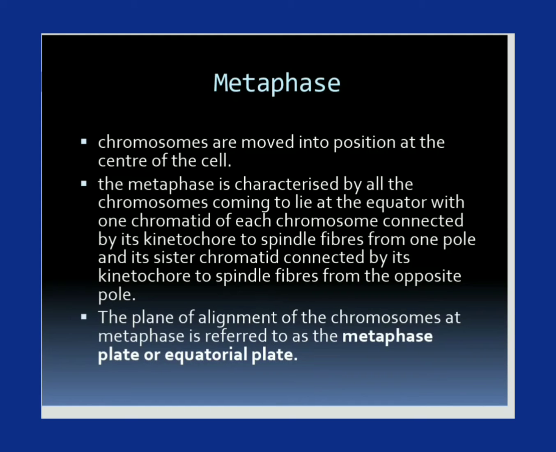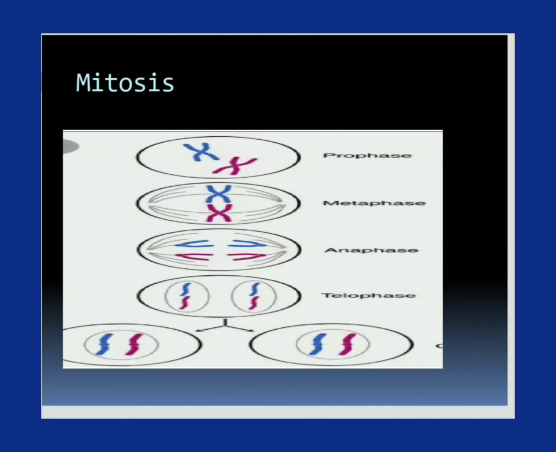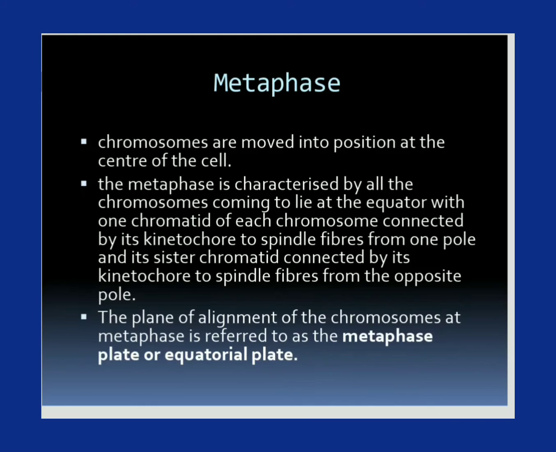The metaphase is characterized by all the chromosomes coming to lie at the center. You can see here in the metaphase they are lying at the center, so that's why we call this phase the metaphase plate or equatorial plate, because of the alignment of the chromosomes. Each chromosome is connected by its kinetochore to spindle fibers from one pole, and its sister chromatid is connected by its kinetochore to the spindle fiber from the opposite pole. So that's why they can lie at the equator, because of the spindle fiber binding at the kinetochore region.